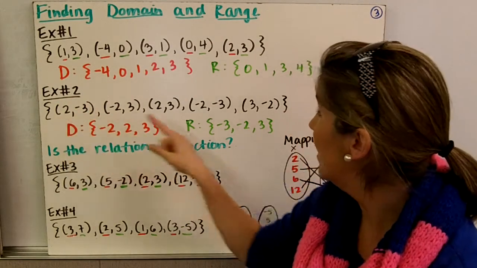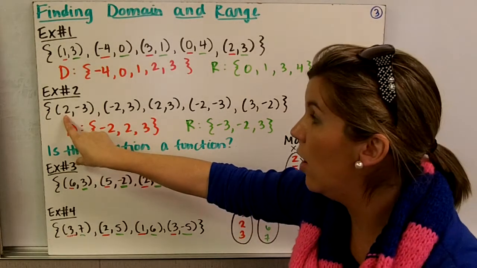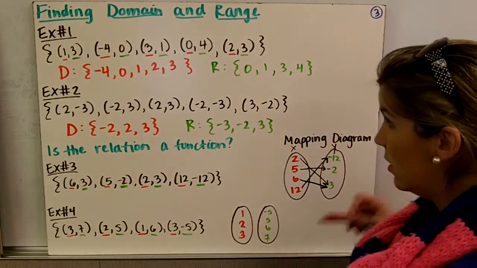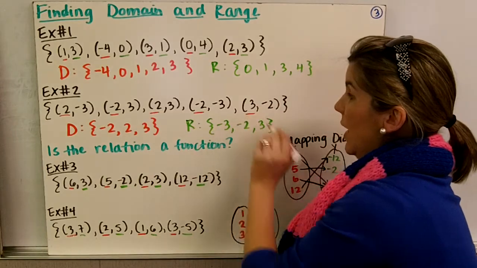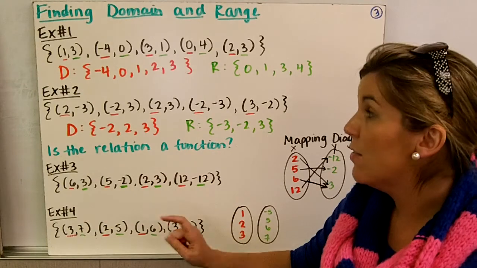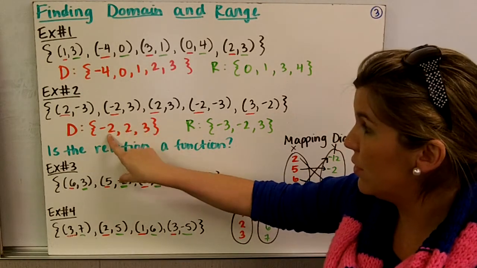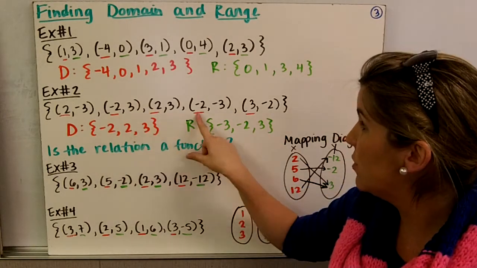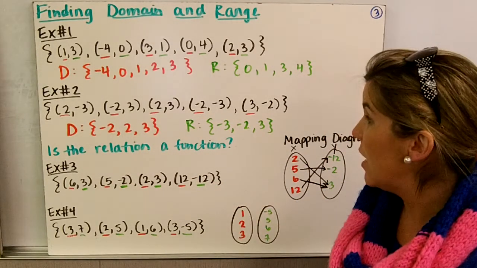Example number 2. This is a relation, a set of ordered pairs. All of these are x values: 2, -2, 2, -2, and 3. When I write the domain, remember you don't repeat any of them and they go in order from least to greatest: -2, 2, and 3. Even though -2 is repeated, I only write it one time, and even though 2 is repeated, I only write it one time as well.